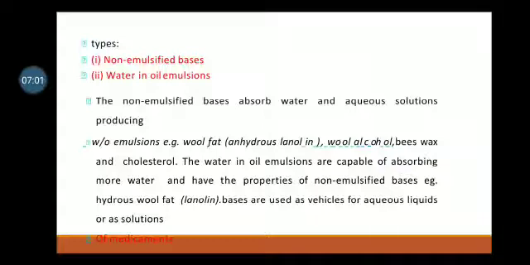The water in oil emulsions are capable of absorbing more water and have the properties of non-emulsified bases, for example, hydrous wool fat, that is lanolin. These bases are used as vehicles for aqueous liquids or as solutions of medicaments.